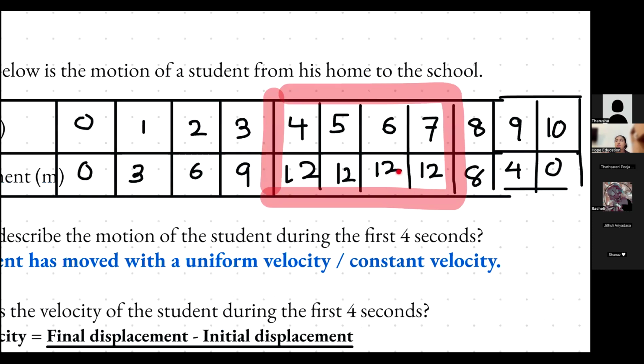Then here from the 4th second to the 5th second to the 6th second and to the 7th second, the displacement is the same.